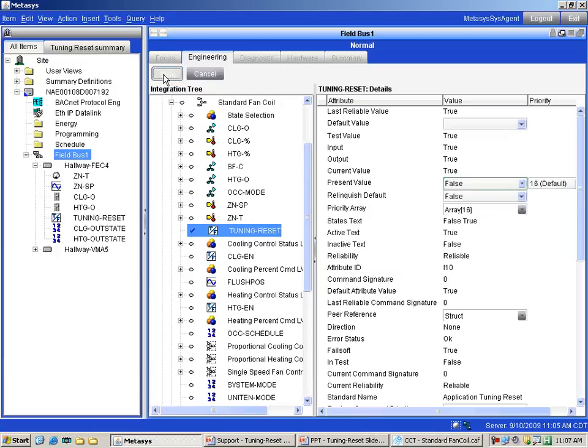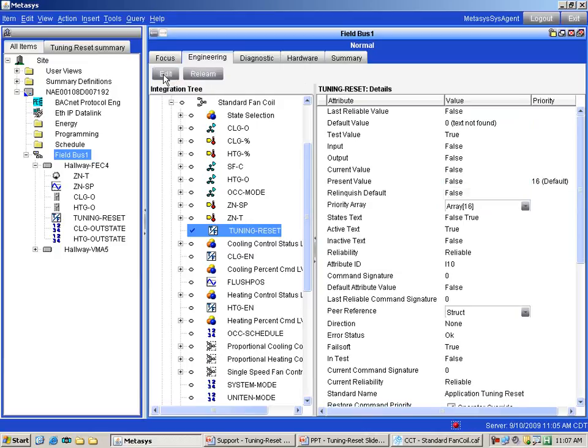So we looked at a method of commanding the point if it's not mapped. Another method would be using the NAE point schedule, where you would put the tuning reset point in the parameters tab of a template, and then you could use the write command to send that value out to those controllers.